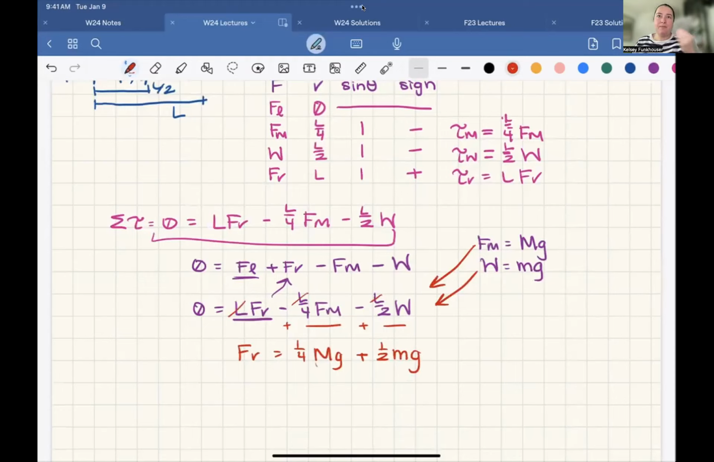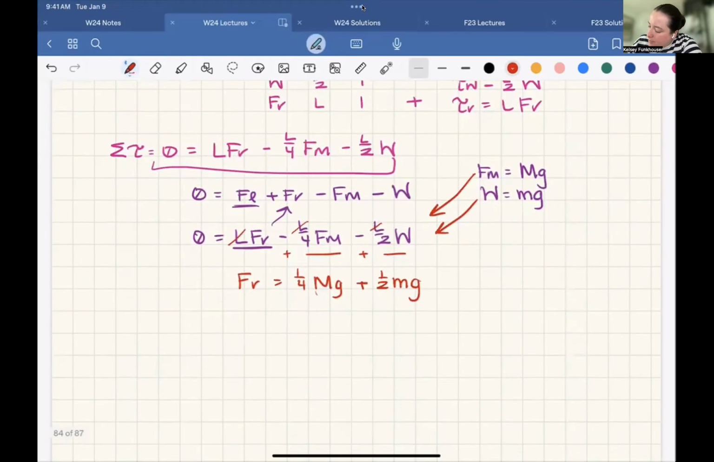And I'm realizing now, we could just solve that really quick to get a number. So let's plug in numbers. 1/4, the mass of the object is 2.5 kilograms times 9.8 meters per second squared. And then we have plus 1/2, and the beam has a mass of 1.8 kilograms times 9.8 meters per second squared. So the force of R is 15.4 newtons.